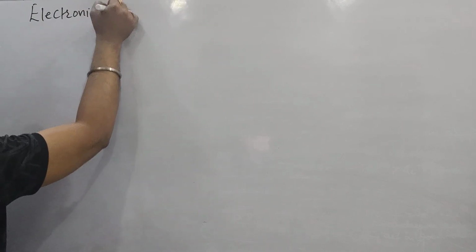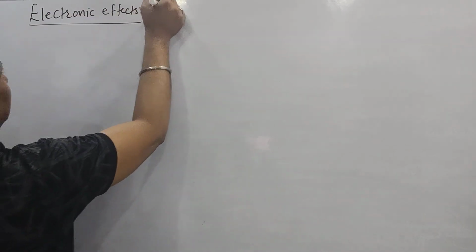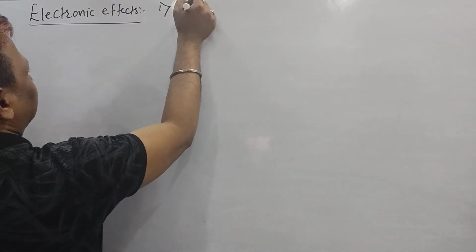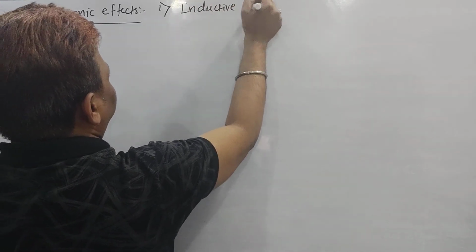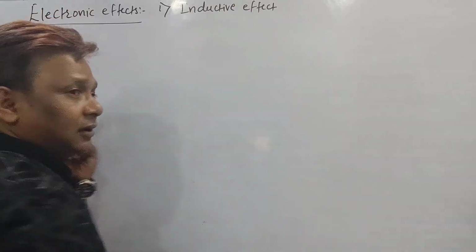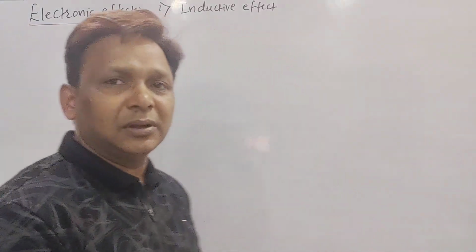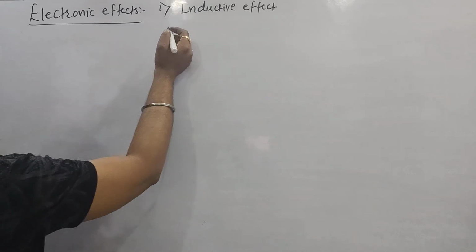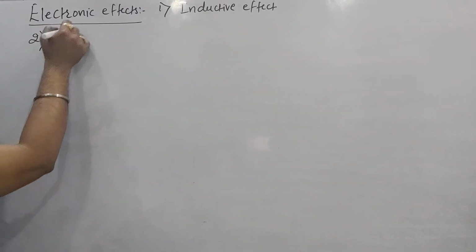electronic effects. But in this electronic effect, the first part which we completed was the inductive effect. What is the inductive effect? What are the types of the inductive effect? What is the application of inductive effect? Everything we completed. But now in today's class, I am going to discuss another one, and that will be called the mesomeric effect.